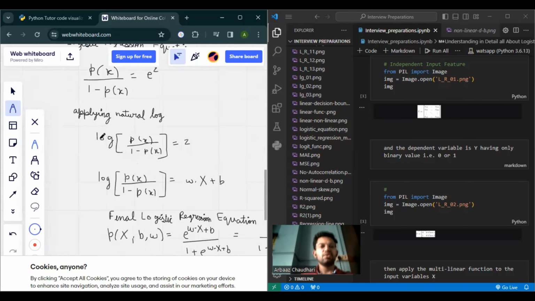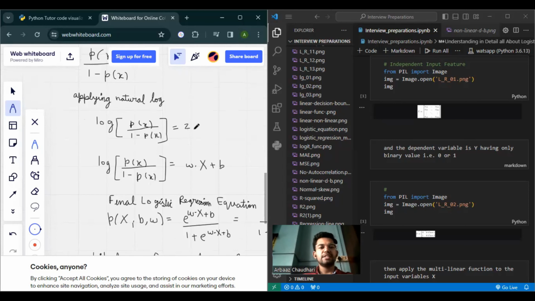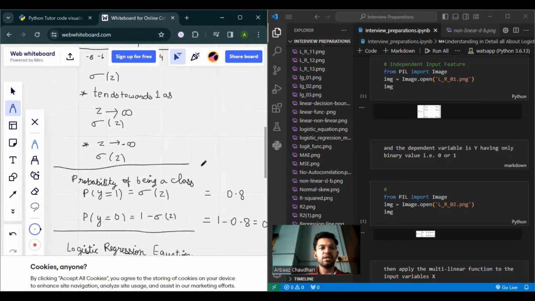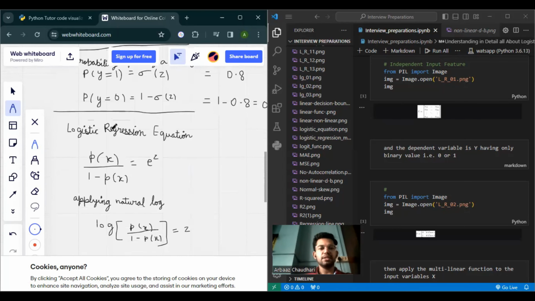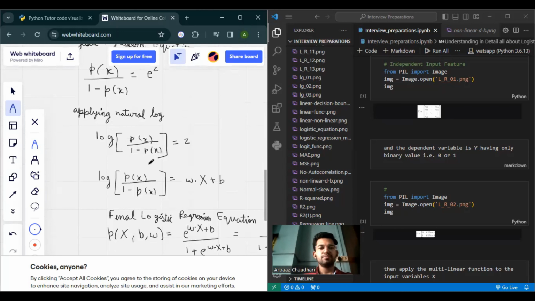Let's see. So here log is applied to this expression, to the numerator and to the denominator as well. And here the z value, we know, is the dot product of weight and x plus bias, which we saw over here. z is equal to w dot x plus b. Okay. So z will become this, and here log is applied.